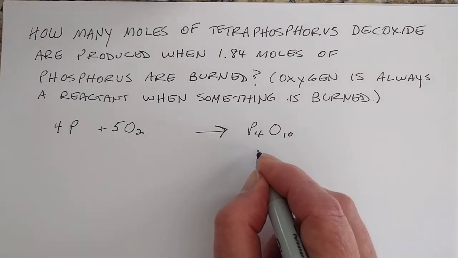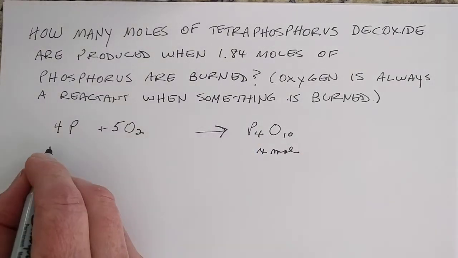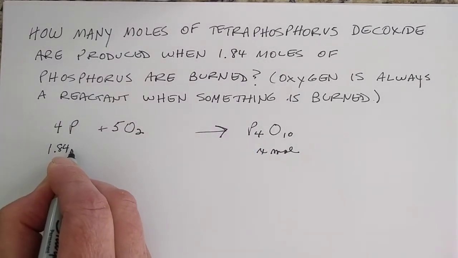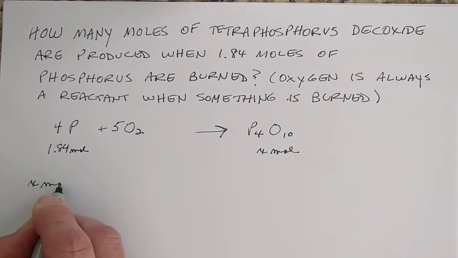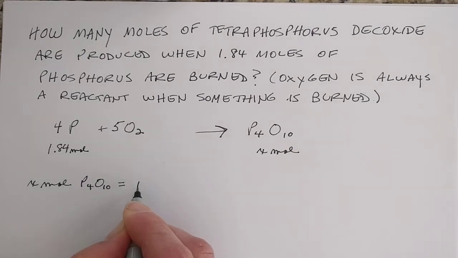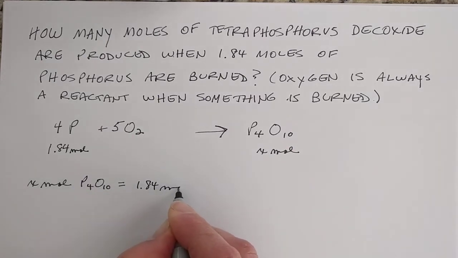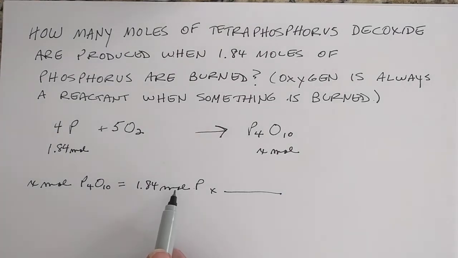We're looking for the moles of tetraphosphorus decoxide, so X moles. And we're given that we have 1.84 moles of phosphorus. And we don't care about the oxygen. Now we use dimensional analysis, like always. So X moles of P4O10 equals 1.84 moles of P for phosphorus. Multiplication sign and crossbar. So moles and moles, different substances, we look at our mole ratio.